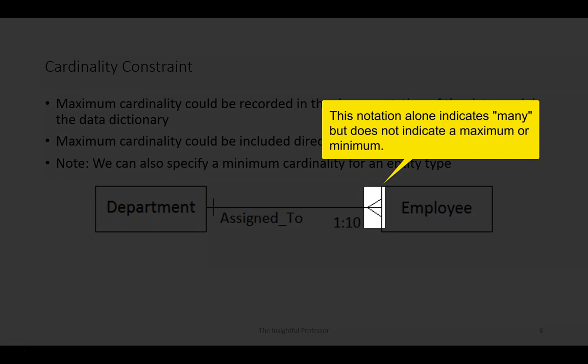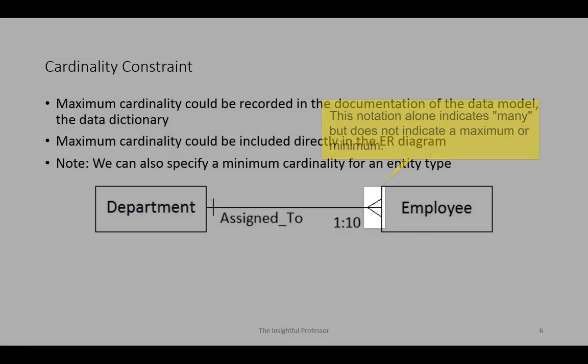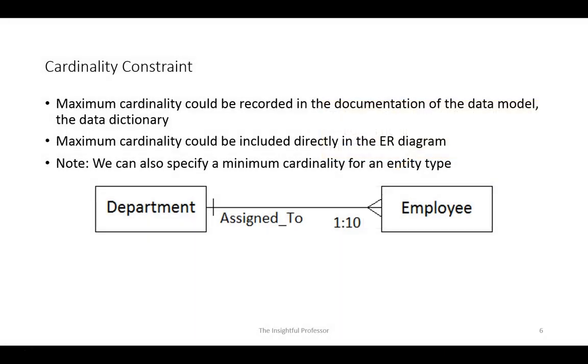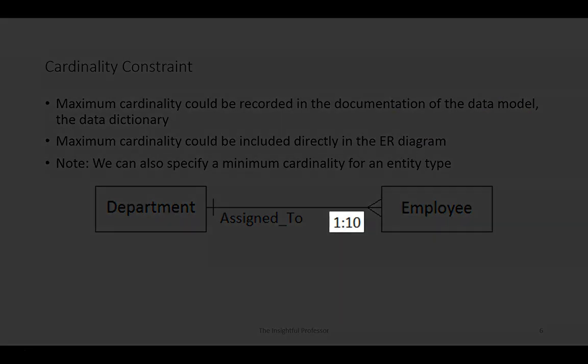Using the crow's foot notation, we again are indicating one-to-many, but we could actually add a little bit more information to clarify the point of the many. We could say the many will range from 1 to 10. There would be a minimum of 1 and a maximum of 10. So no more than 10 employees could be assigned to a department, rather than simply saying many and leaving it open-ended.